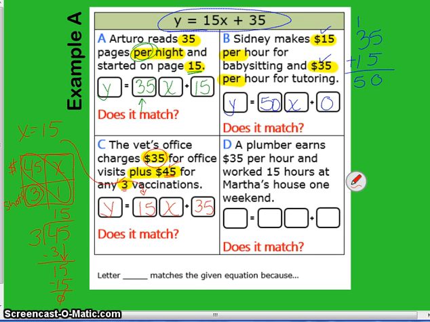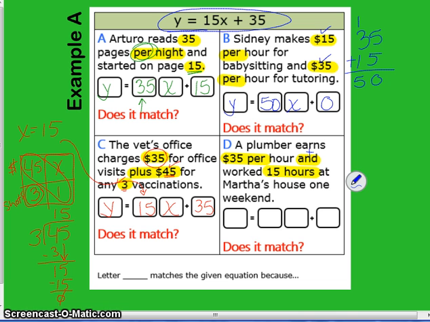So now I have to look at letter D. Letter D says a plumber earns $35 per hour and worked 15 hours at Martha's house one weekend. So again, I'm going to take that highlighter and I'm going to highlight the important information. $35 per, and then 15 hours. And the word and is also important because the word and tells me that I'm adding.